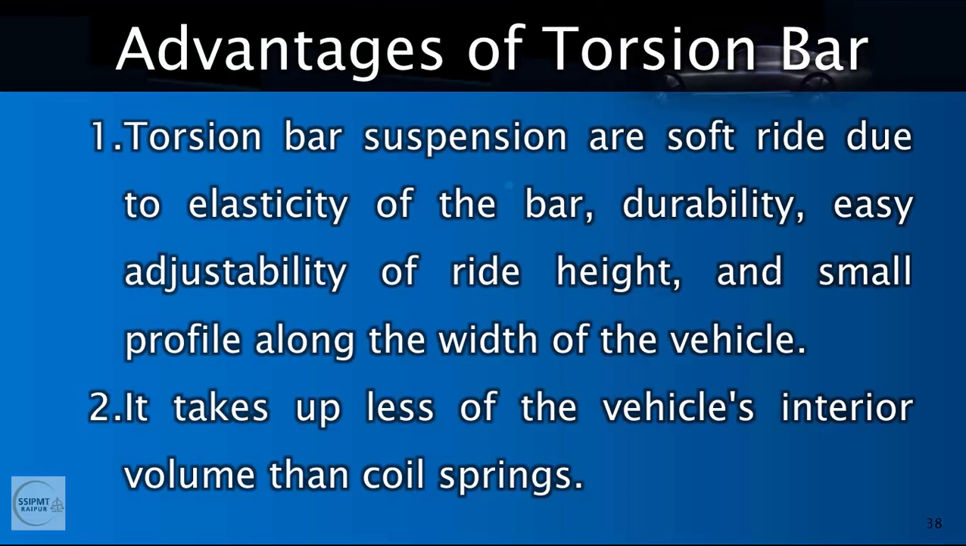Advantages of torsion bar. There are two advantages. First, torsion bar suspensions have a soft ride due to elasticity of the bar, durability, easy adjustability of the ride height and small profile along the width of the vehicle, right? So this is the first advantage. Second advantage is it takes up less of the vehicle's interior volume than coil springs, right? So there are two advantages.